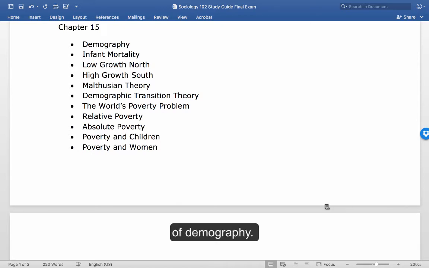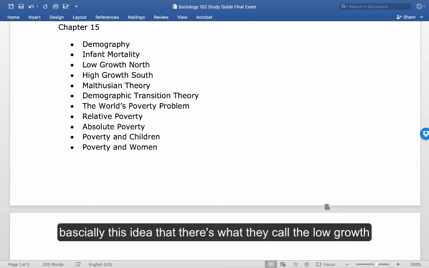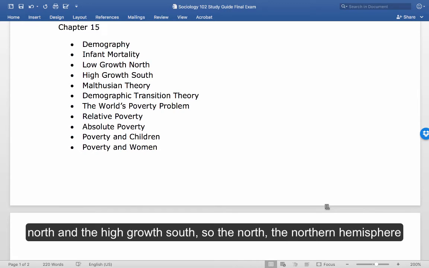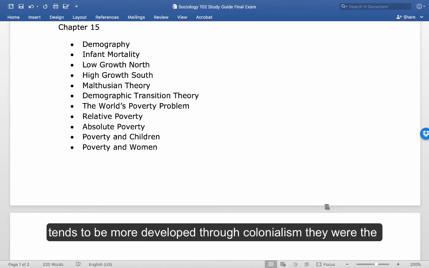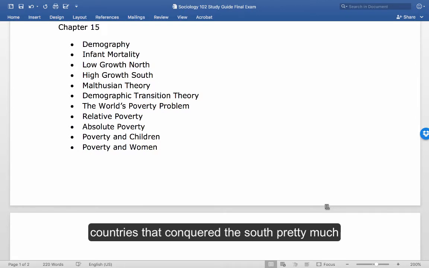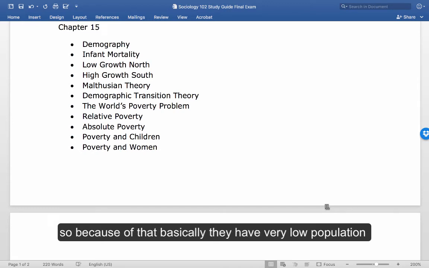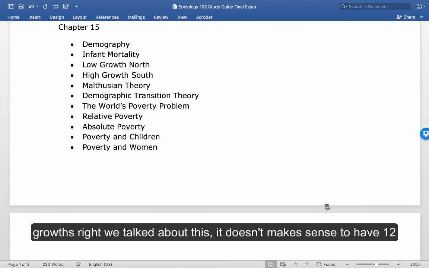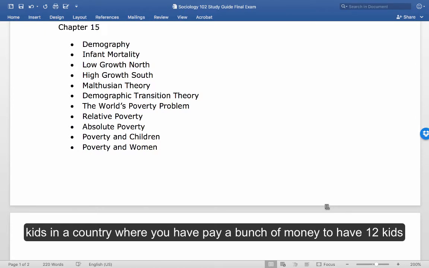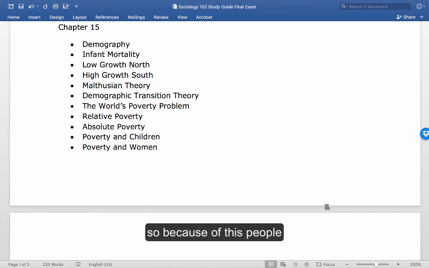Let's see, the low growth north is basically this idea that there's what they call the low growth north and the high growth south. So the north, the northern hemisphere, tends to be more developed through colonialism. They were the countries that conquered the South, pretty much. So the North has gone through industrialization. Because of that, they have very low population growth. Right? We talked about this. It doesn't make sense to have 12 kids in a country where you have to pay a bunch of money to have 12 kids.